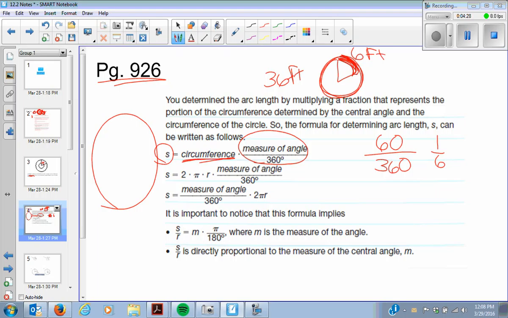There's going to be a couple different formulas. Notice sometimes they're not going to give you the circumference. Sometimes you're going to have to use 2 pi r.